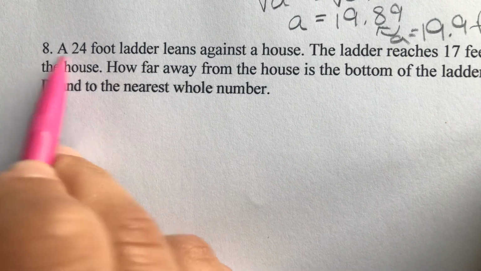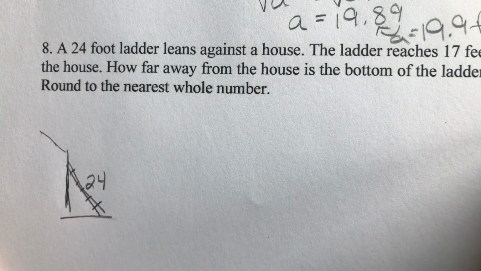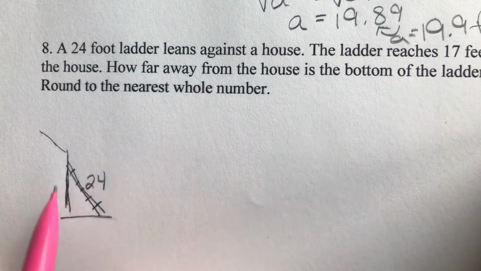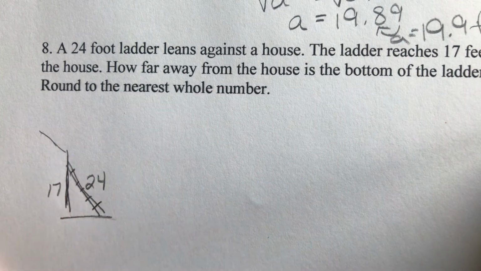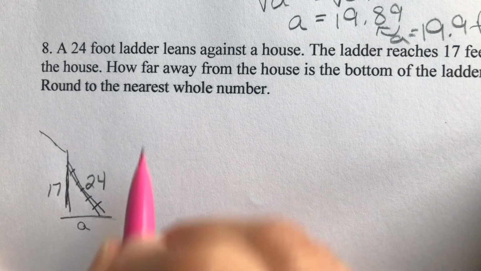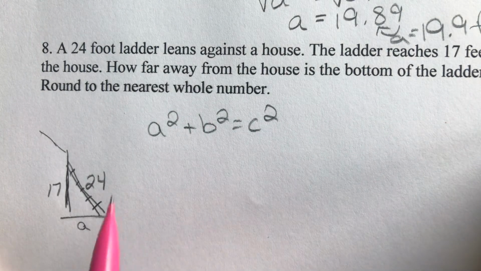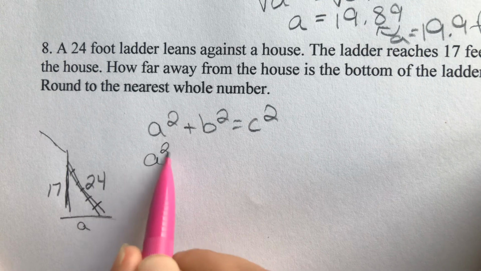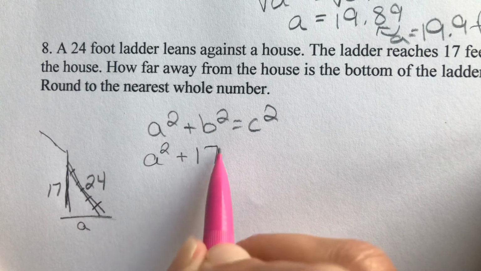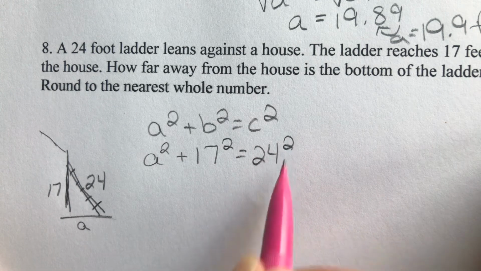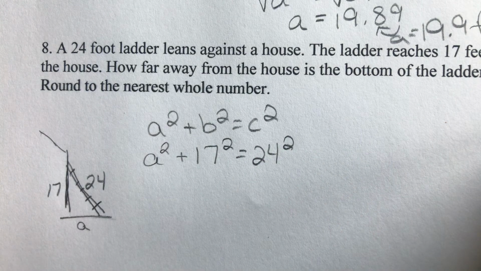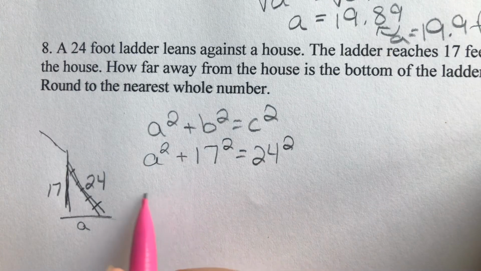So the ladder is 24 feet. It reaches 17 feet up the side of the house. How far away from the house is the bottom of the ladder? So we're looking down here. I'll call it A again. A squared plus B squared equals C squared. Leaving A blank. 17 squared equals 24 squared. 17 squared is 289.